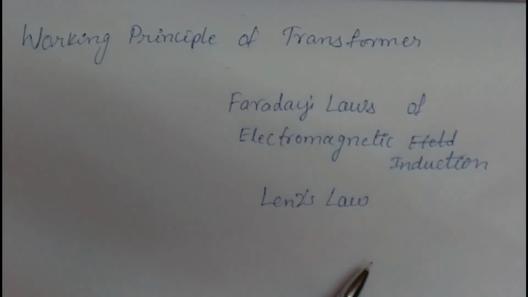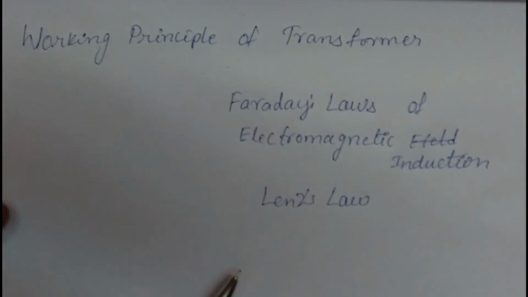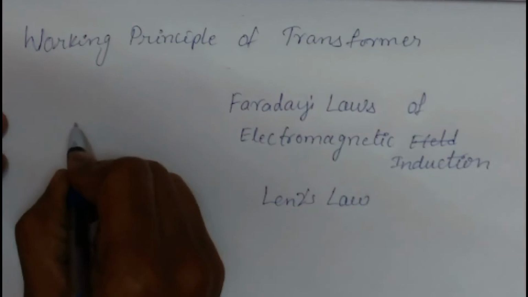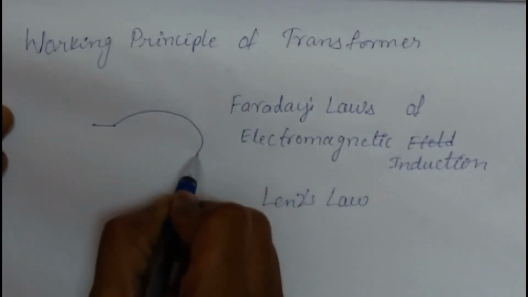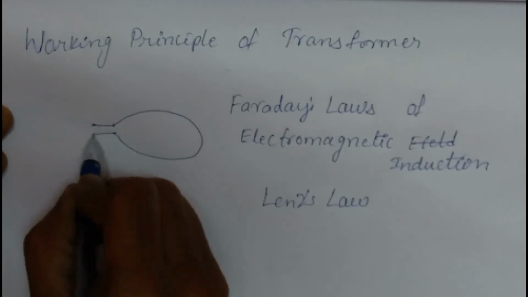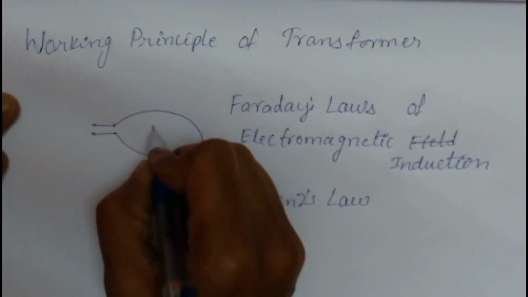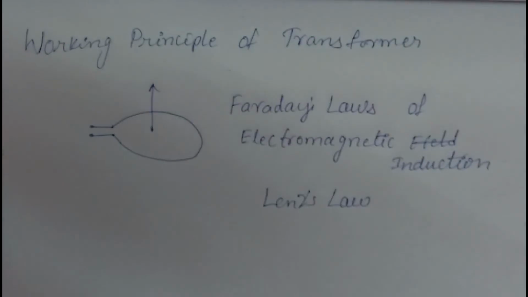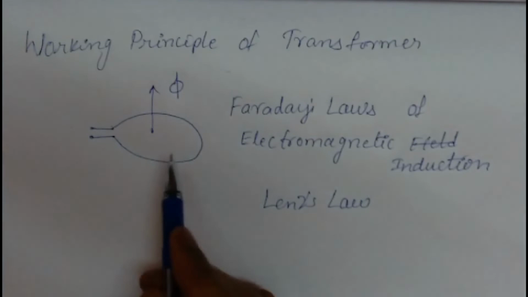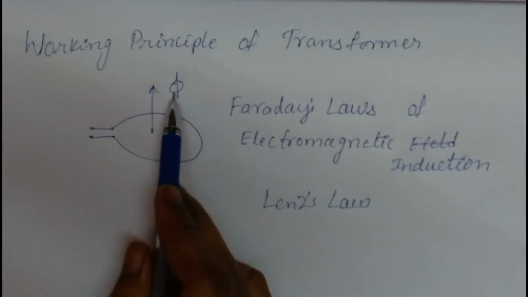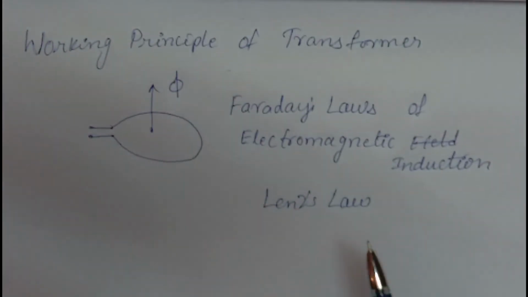Let's discuss each part. First one, Faraday's law. A change in magnetic field linked to a coil. Let's say we have a coil here, and if I see my magnetic field or flux is directed upward, then for a change in magnetic field or flux, an EMF is induced across the coil.